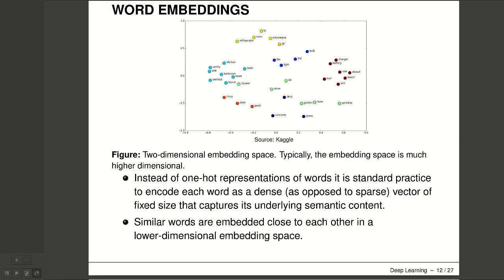The previous example was very simple, but in reality, typically the embedding space is a much higher dimensional space. As you can see here, the two-dimensional embedding space for the word level. At this level, instead of one hot representation of words, it is standard practice to encode each word as a dense vector with a fixed size, which captures the underlying semantic context. As you can see here, similar words are embedded close to each other in a lower dimensional space.